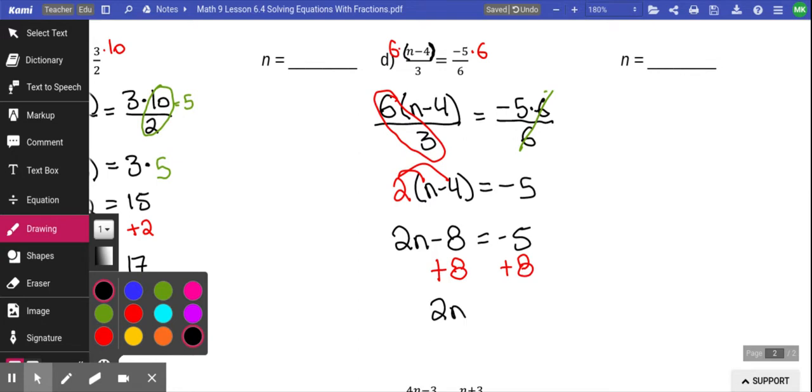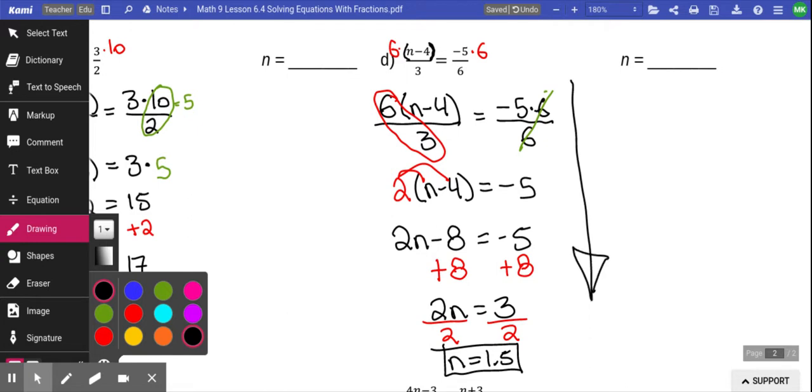That gives me 2n equals 3. And I'm going to divide both sides by 2, giving me n equals 1.5. So you see these questions are getting bigger, right? Show your work, rewrite. Do something, rewrite. Do something, rewrite. And work in a nice, straight fashion whenever possible. Don't go all over your page. Don't try to do more than one thing at a time. Right? Do one thing, reorganize. It is critical.